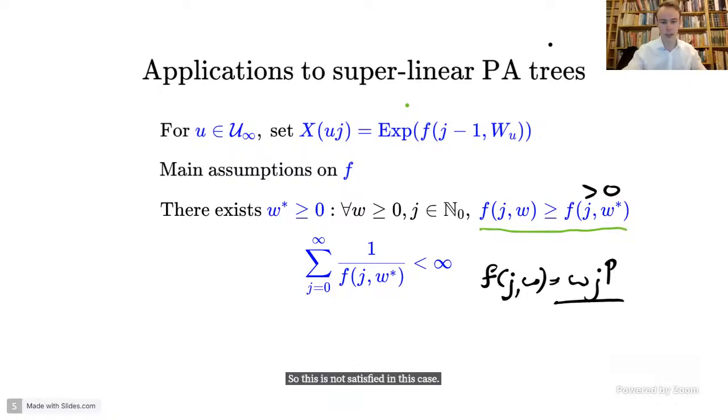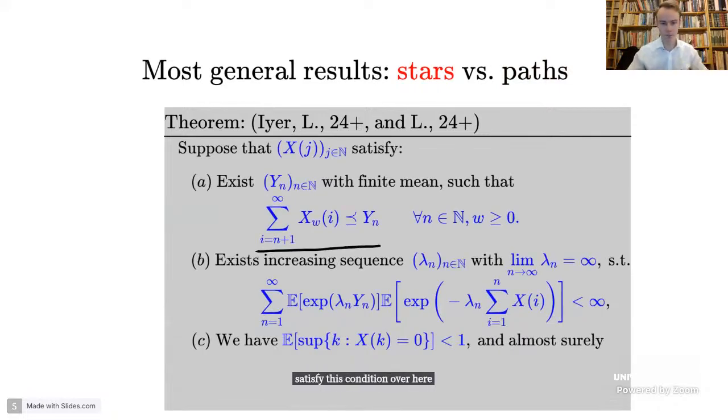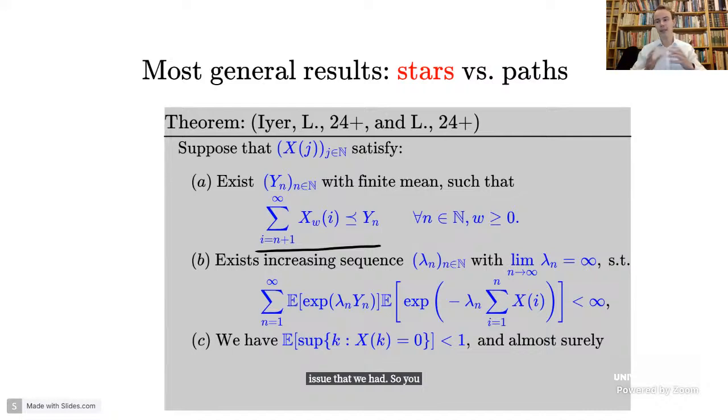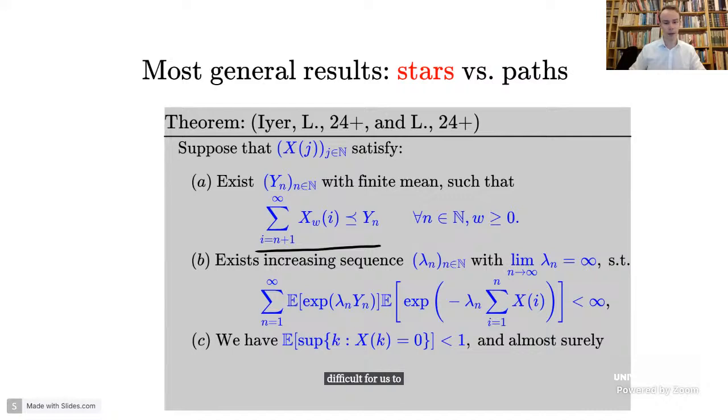Yeah. What that essentially means is that it is going to be impossible to satisfy this condition over here, where you can say that uniformly in your choice of your weight, you will always explode at least as fast as this random variable yn dictates. But if you can essentially be arbitrarily unfit, then you can always find individuals that will take longer and longer and longer to explode. And that was a technical issue that we had. So intuitively, you have to stay away from the case where individuals can be arbitrarily unfit and thus can take arbitrarily long to explode, exactly because it takes so long before they even produce a first child, say.